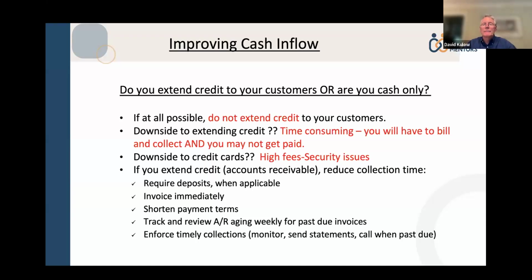Many suppliers will require, say, a 50% deposit up front. See if you can do that, if it's applicable. It may not be applicable. Try to invoice as quickly as possible, because many times customers start the clock when they start to process your payment only when the invoice is received, not when the good or service is provided, but when the invoice is received. Shorten the payment terms.